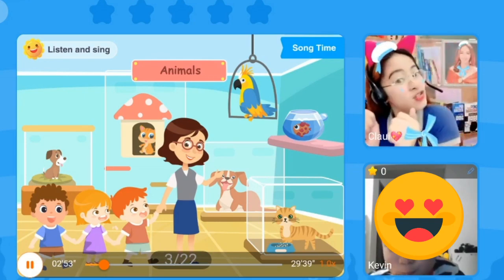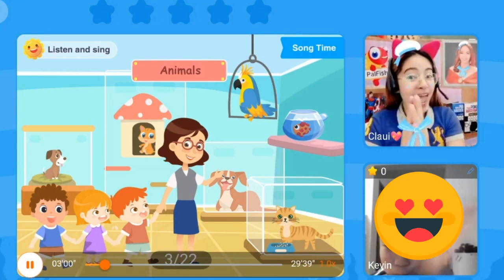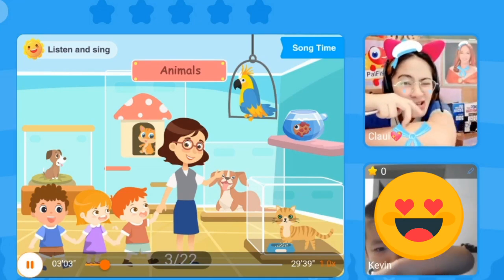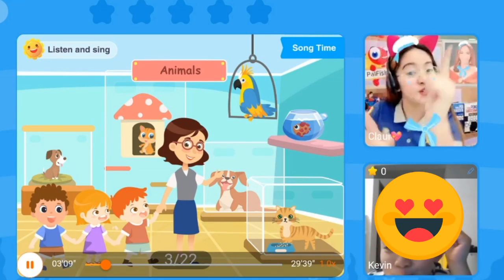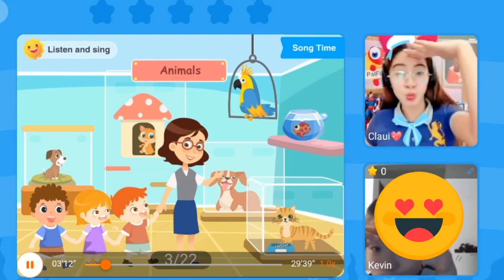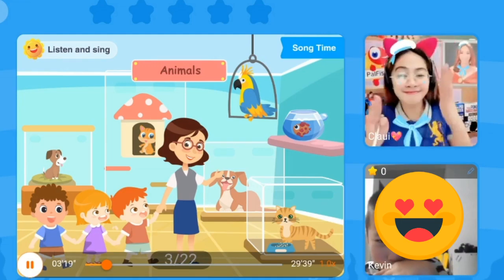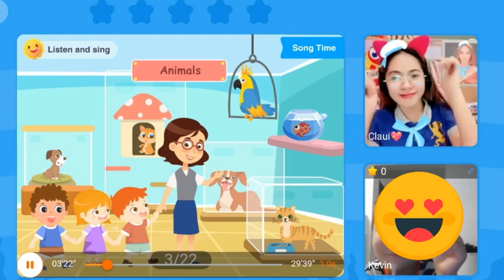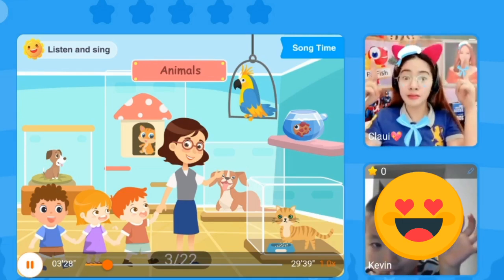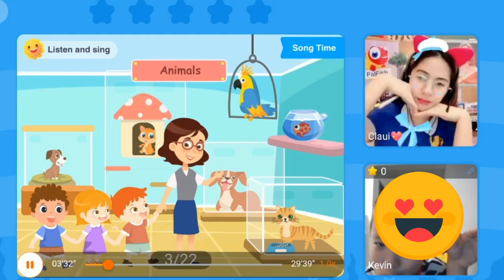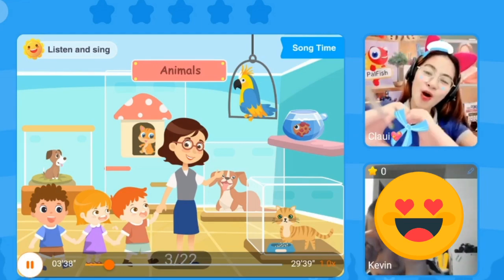Let's go to the pet store. Okay. Let's have fun. Let's go walking. Please don't run. What do you see? I see a dog. Look. Woo-hoo. What do you see? I see a kitten. Look! Fish, cat, dog, puppy, kitten. I love them all.